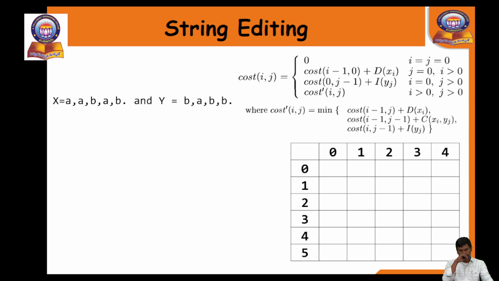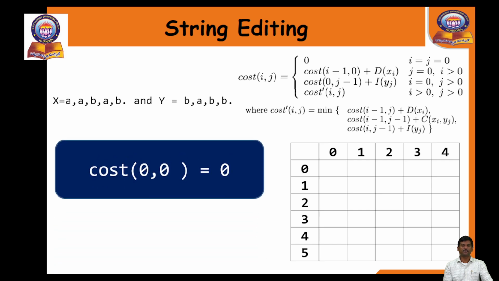The next step: given the x string, y string, and knowing the formulas, the computation statements, since it is a dynamic programming concept, you have to compute cost of 0,0, 0,1, 0,2, 1,0, 1,1, and so on. Whatever the last cost is, that is cost of 5 comma 4, that will be the minimum cost edit sequence.